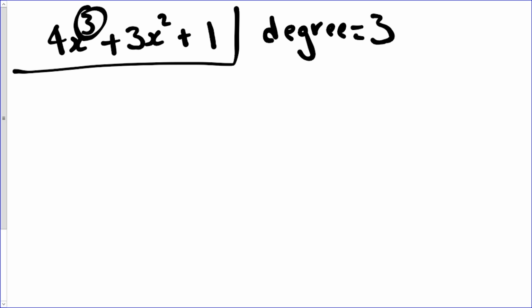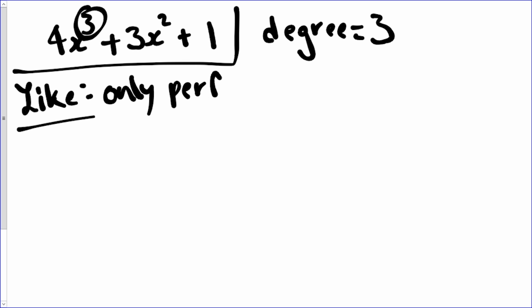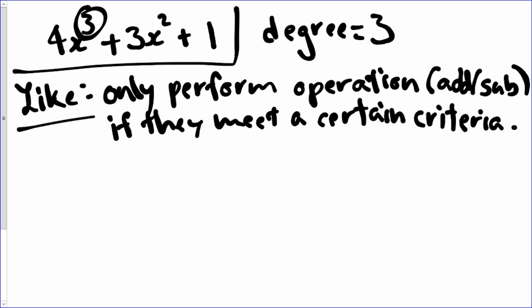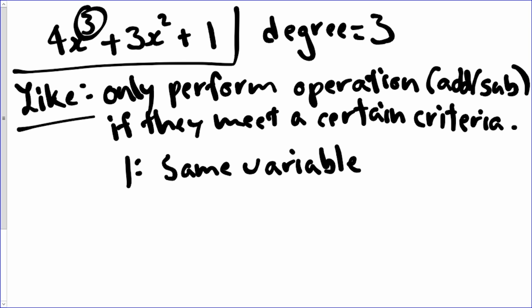Now, wait a minute. What in the world does that have to do with like and unlike terms? Well, for like terms, you can only add them if you meet 2 criteria. The first criteria is essentially going to be, they have to be the same variable. It makes no sense if you add x plus y. You can't simplify that because you don't know what x is, and you don't know what y is. It'd be madness. You'd never be able to figure it out.